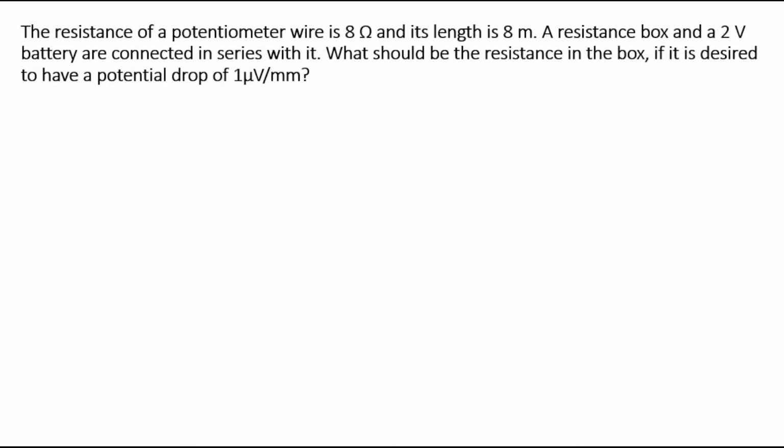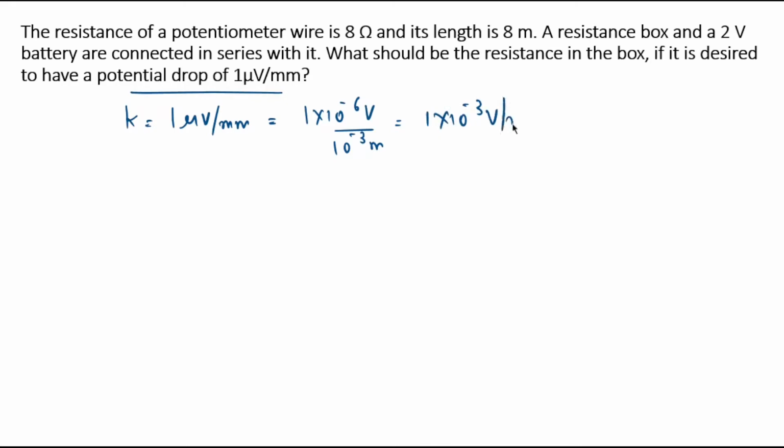The resistance of a potentiometer wire is 8 ohms and its length is 8 meter. A resistance box and a 2-volt battery are connected in series with it. What should be the resistance in the box if it is desired to have a potential drop of 1 microvolt per millimeter? So first of all, let's convert this into SI unit. So K is given to us as 1 microvolt per millimeter. So this can be written as 1 into 10 raised to minus 6 volt upon 10 raised to minus 3 meter, which will be 1 into 10 raised to minus 3 volt per meter.